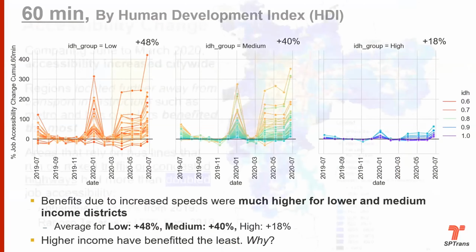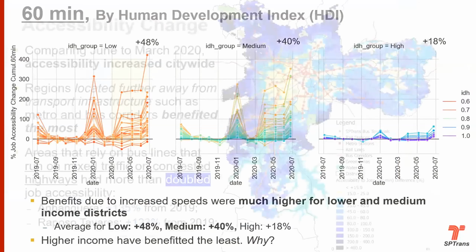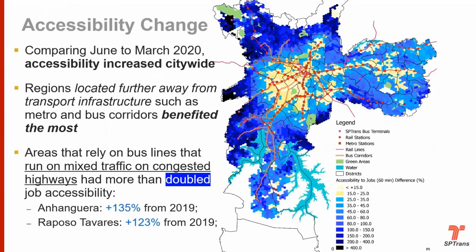Comparing June to March 2020, accessibility indexes increased citywide. We can see from this map that most central areas had only a small accessibility increase, up to 15 to 25% in the yellow regions, while those regions located further away benefited the most, as the distance to rail-based transportation infrastructure is much higher. We can see clearly that areas that rely mostly on bus lines running on mixed traffic and also on congested highways had more than double job accessibility, as we can see in the Raposo Tavares region here, for example, and the Anhanguera region here.